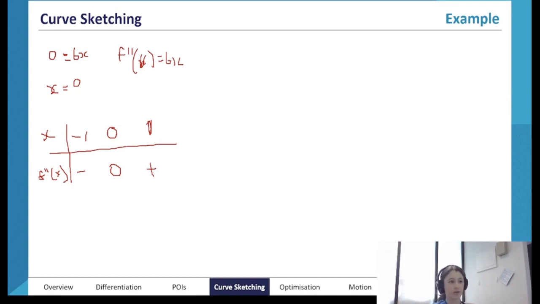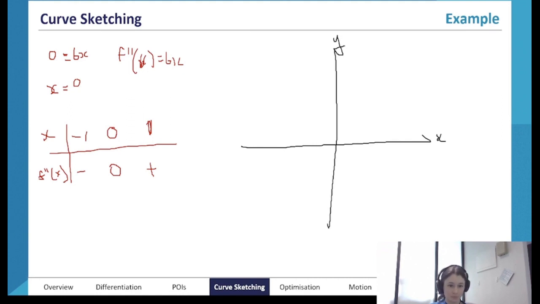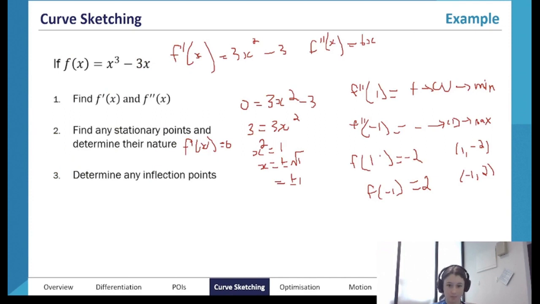So now we're going to get onto the last step, which is that we're going to graph it. I apologize if this is a little bit messy. So we're going to have y and x. So our point of inflection is going to occur at 0. We're going to actually need to firstly determine, or we're going to plot down the stationary points. So remember, at 1, negative 2.